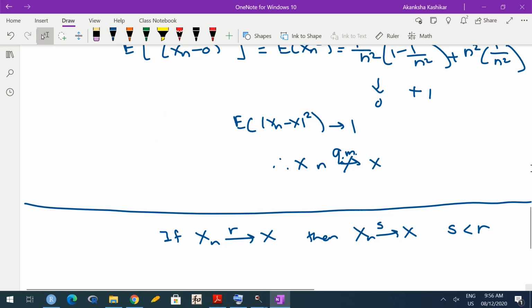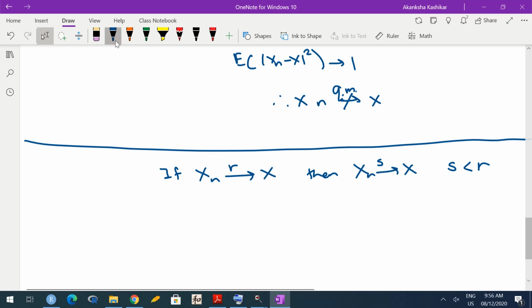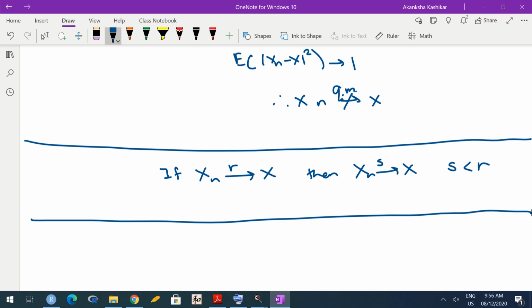Let us see another important result. When does convergence in quadratic mean happen? Can we have some checking criterion? Okay, we had some criterion for probability convergence and almost sure convergence. So can we have something similar for quadratic mean convergence?